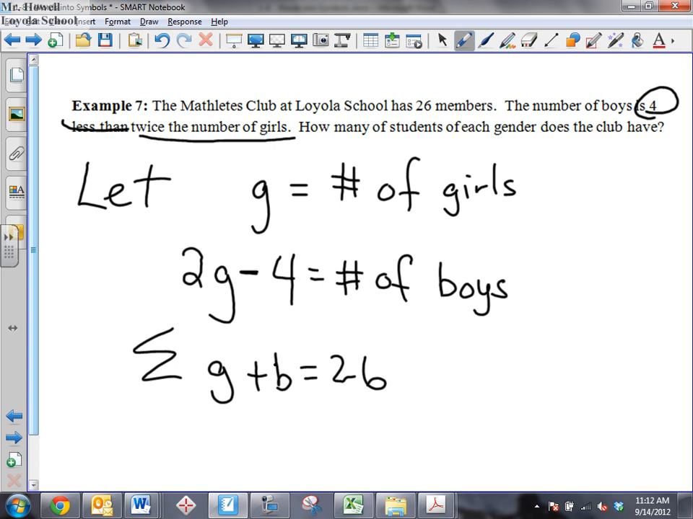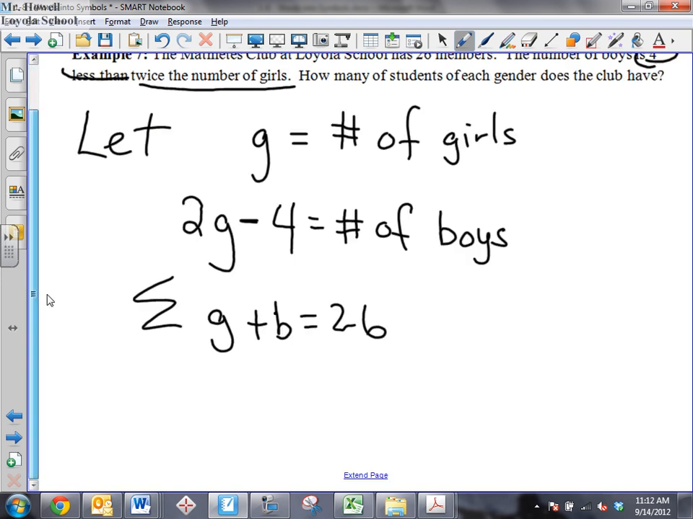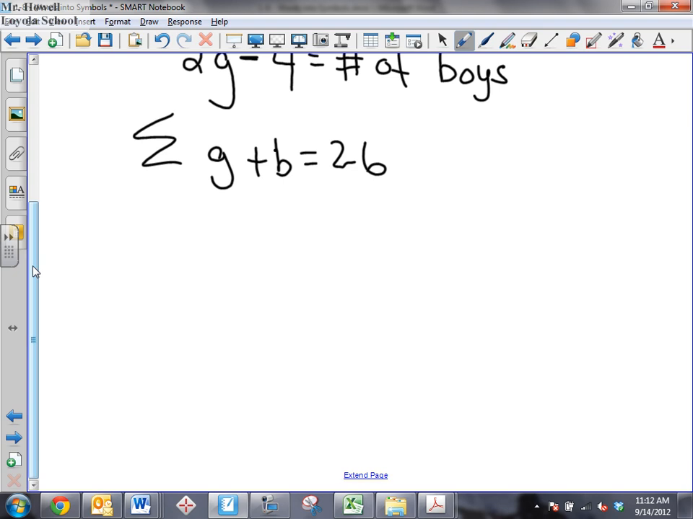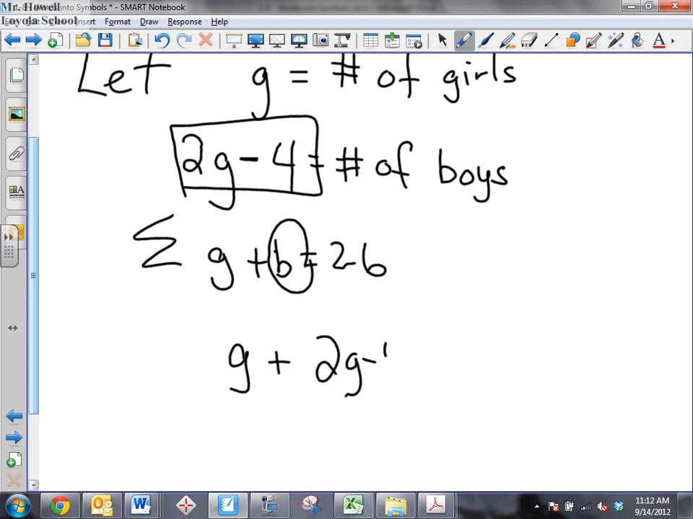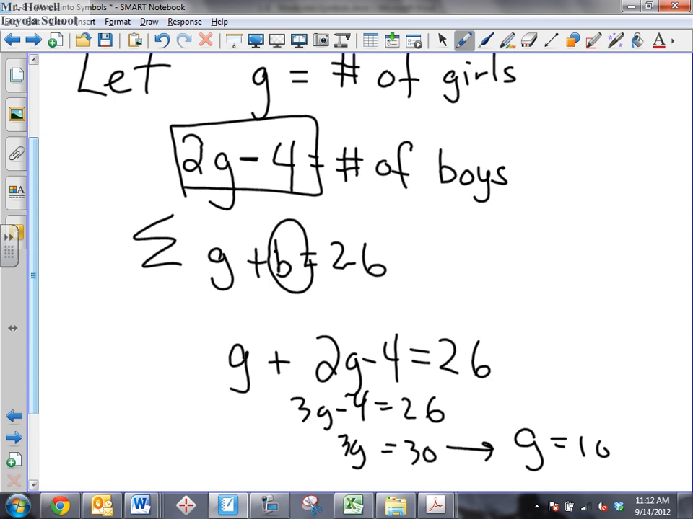So let's go ahead and do that. We'll take our 2 expressions that we have here and we'll sum them up. So we're going to have G as our first expression plus the number of boys right here. But the number of boys is this expression in terms of G. And now we have one variable and only one equation, so we can solve. We're going to have 3G minus 4 equals 26. We're going to add 4 to both sides to get 3G equals 30. Therefore, the number of girls is 10.